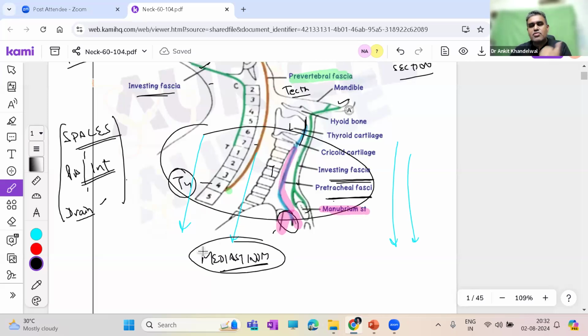Just imagine for a second, these are the scenarios which can happen. A tooth abscess: suppose a patient went to a dentist with a tooth abscess, and somehow the treatment didn't go fine, or the immunity was low, and after some weeks the patient presents with mediastinitis.